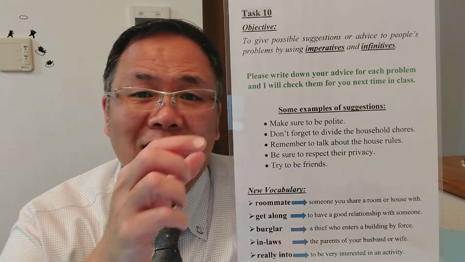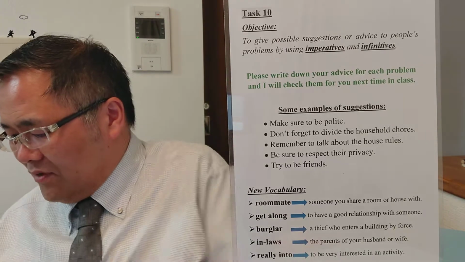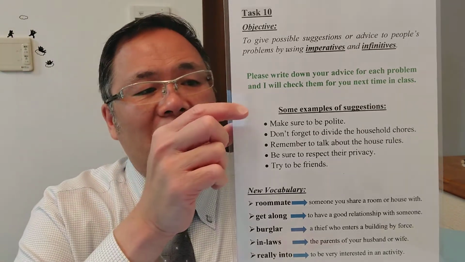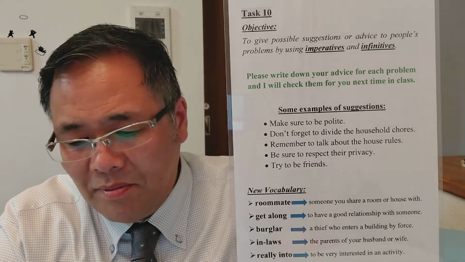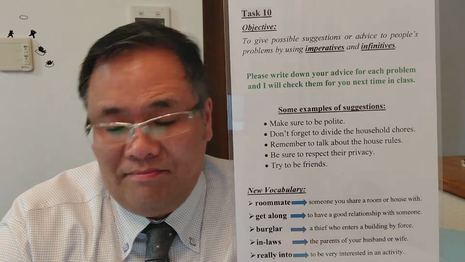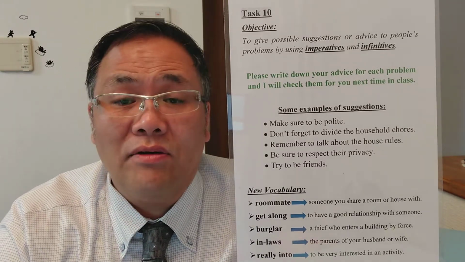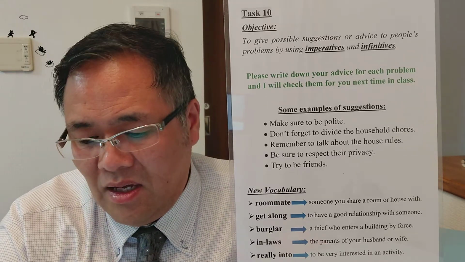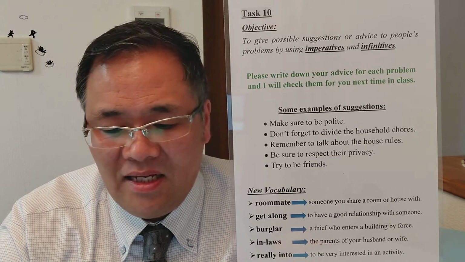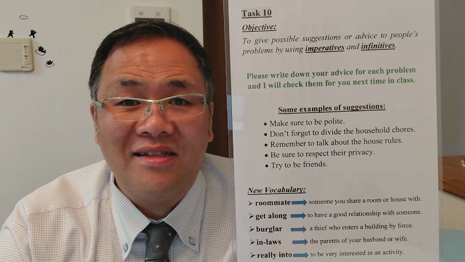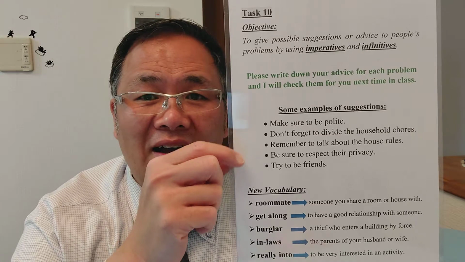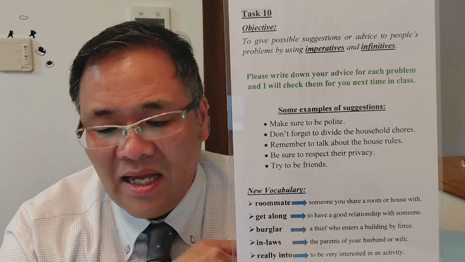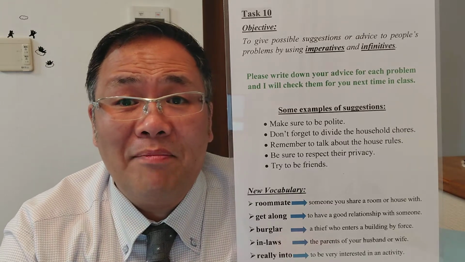Now, some suggestions that you can use, just for an example, you can see here. Some examples that you can use which are related to those 6 problems. Make sure to be polite. Don't forget to divide the household chores. Remember to talk about the house rules. Be sure to respect their privacy, and try to be friends. So as you can see, there are 5 imperatives, and the verbs are in their base form.